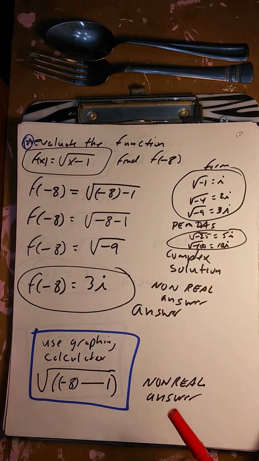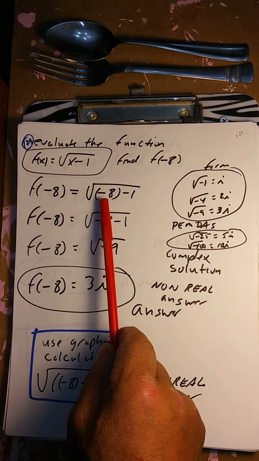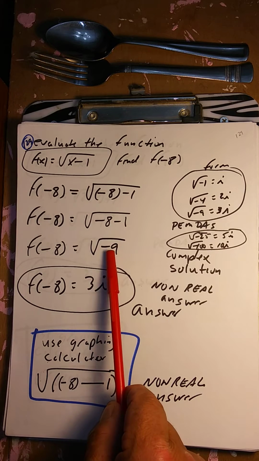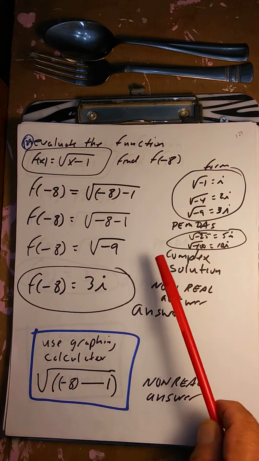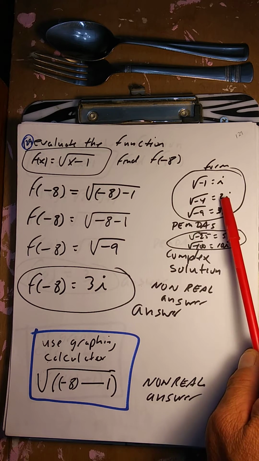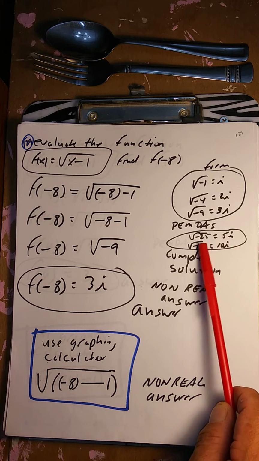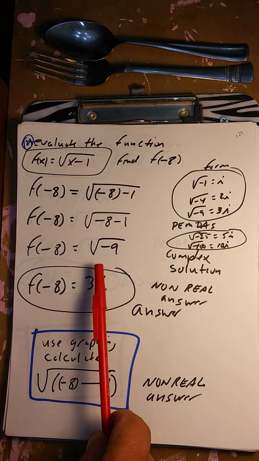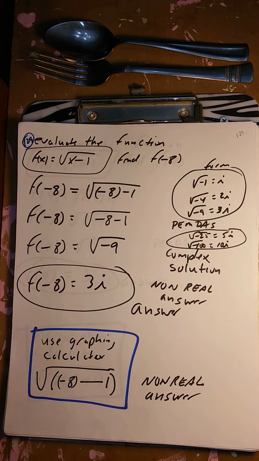Uh-oh, what's this? f of negative 8. So put negative 8, negative 8 minus 1 is negative 9, square root of negative 9. Again, if you have a TI or whatever graphing calculator, you're going to get a complex number because this is a negative. Square root of negative 1 is i, square root of negative 4 is 2i, square root of negative 9 is 3i, and so on. Since this is a negative, it's going to give you 3i for complex imaginary solutions. It's a non-real answer.